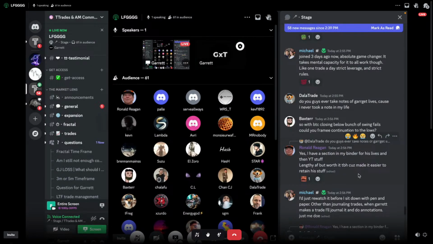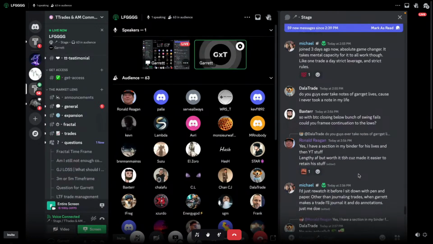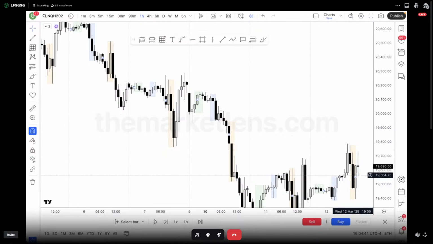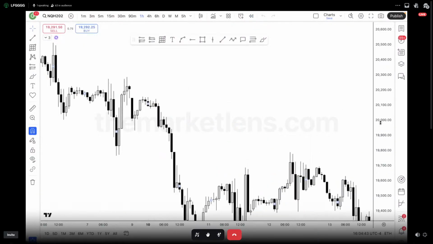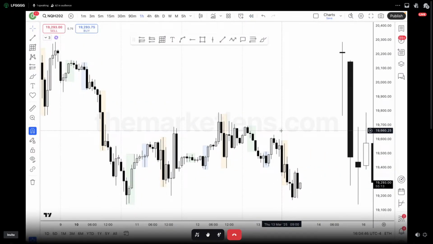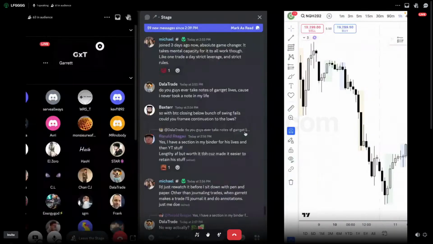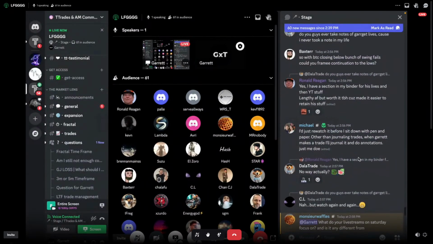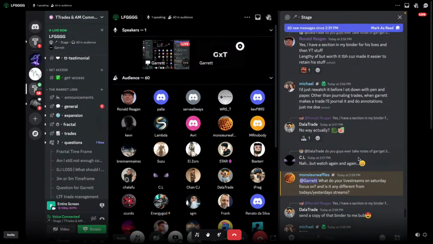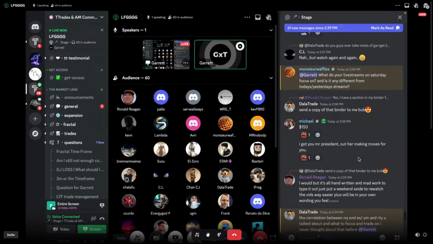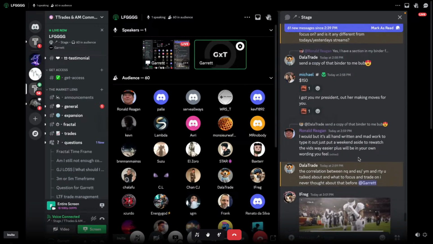With Bitcoin closing below a bunch of failure swings, could you frame continuation at the lows? Right now? The thing about Bitcoin is, what is the kill zone? It's 24/7. So I treat it like how I would trade normally. I would trade New York session, so I would need a profile for tomorrow. It's too late in the day. I wouldn't be shorting in Asia session, even though it's open 24/7.